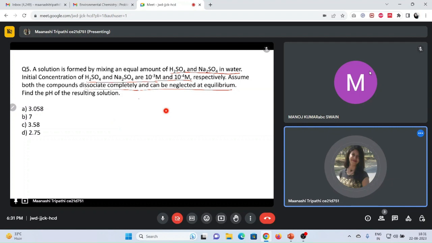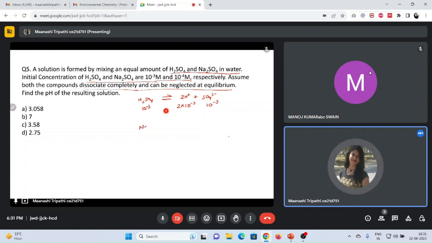When we write the H2SO4 equation, it will be something like this: 2H plus and SO4 2 negative. And how much H2SO4 is there? 10 raised to power minus 3. Then how much H plus will we get here? 2 into 10 raised to power minus 3, and sulfate 10 raised to power minus 3.